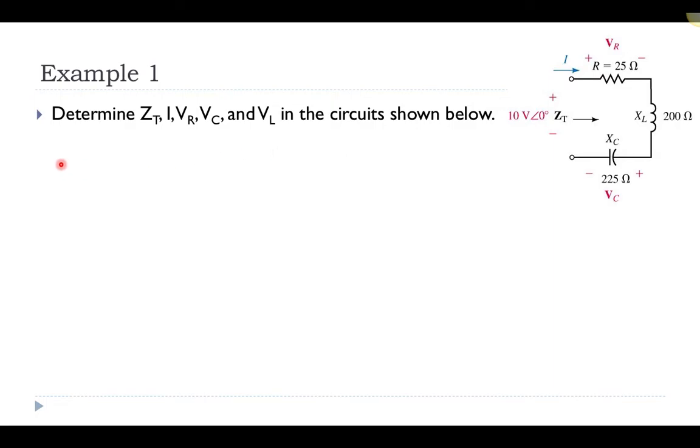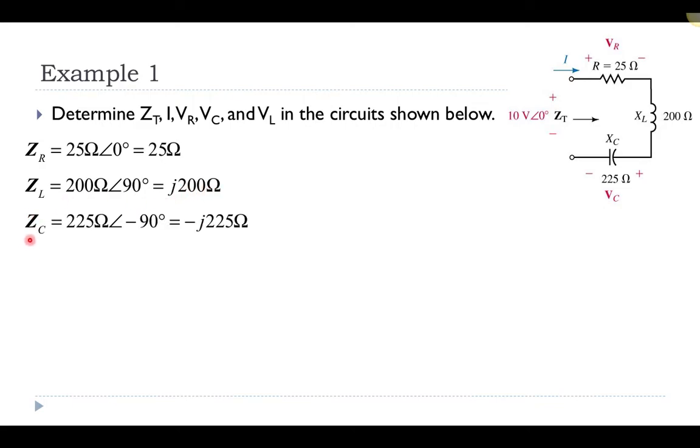So the first thing that I would want to do is write down the impedance values for each of these components. So the resistor has a resistance of 25 ohms. So the impedance is 25 ohms with an angle of 0. The inductor has an inductive reactance over here of 200 ohms, so its impedance would be 200 with an angle of 90, and written in rectangular form, this is just an imaginary part of 200. And then the capacitive impedance would be the capacitive reactance, which is given as 225 with an angle of negative 90, and in rectangular form, that's a negative 225.